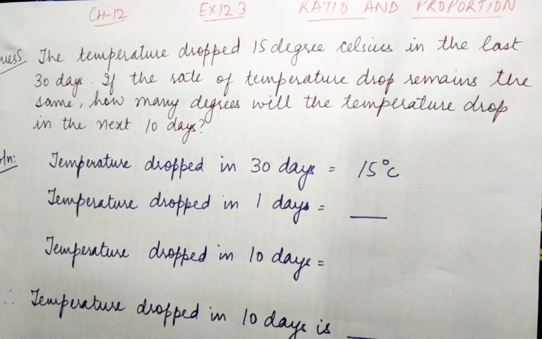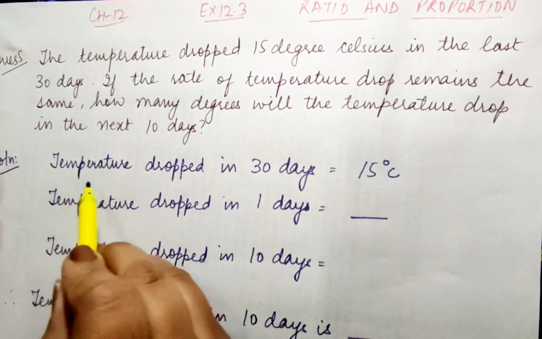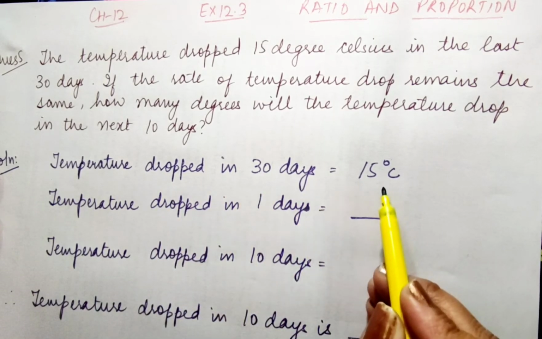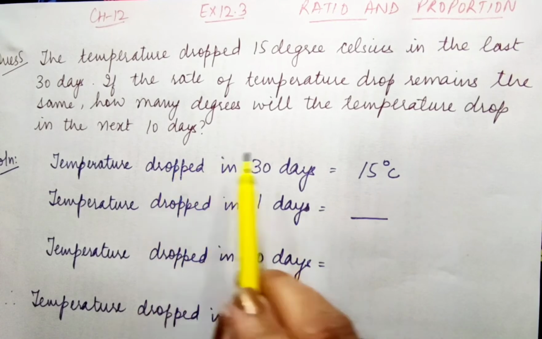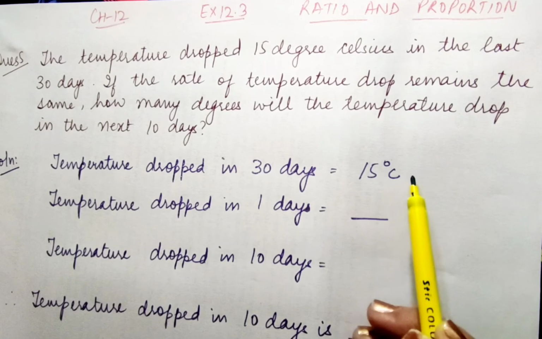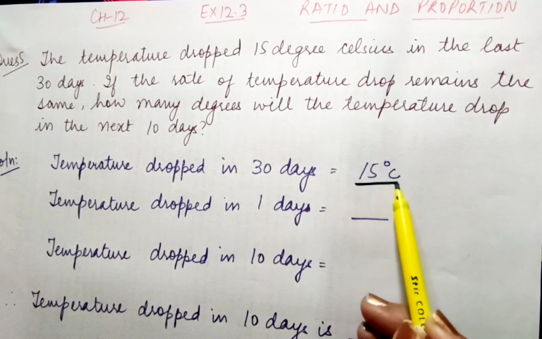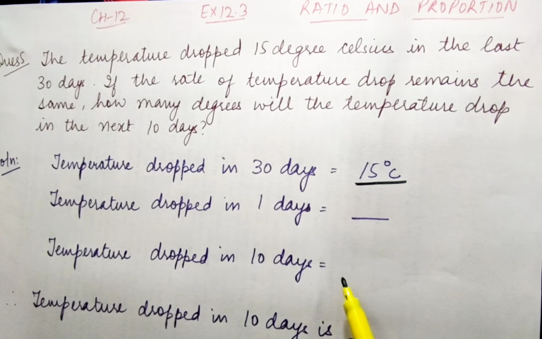Hello everyone, now again we are going to start with question number 5 of exercise 12.3. So just read out the statement. Temperature dropped 15 degrees Celsius in last 30 days. So temperature dropped in last 30 days is 15 degrees Celsius. If the rate of temperature drop remains the same, how many degrees will the temperature drop in the last 10 days? So we need to find out the degree of temperature, so that's why we have written it to the right side. Okay, so we have to frame the statement like this.